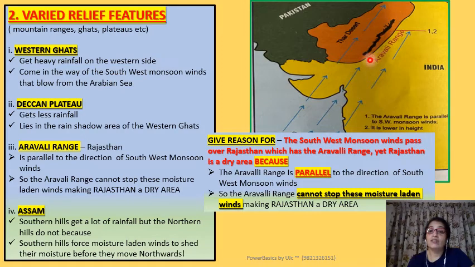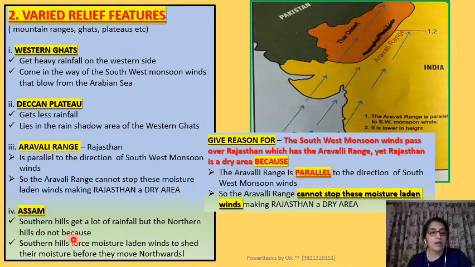Aravali range in Rajasthan, this is the famous Aravali range. Now, instead of lying in the way of the monsoon winds, it lies parallel to the monsoon winds. So it is parallel to the direction of the southwest monsoon winds. So the Aravali range cannot stop these moisture-laden winds from making Rajasthan a dry area. They are not able to. The winds bypass them and go further north, and they don't give rainfall there.